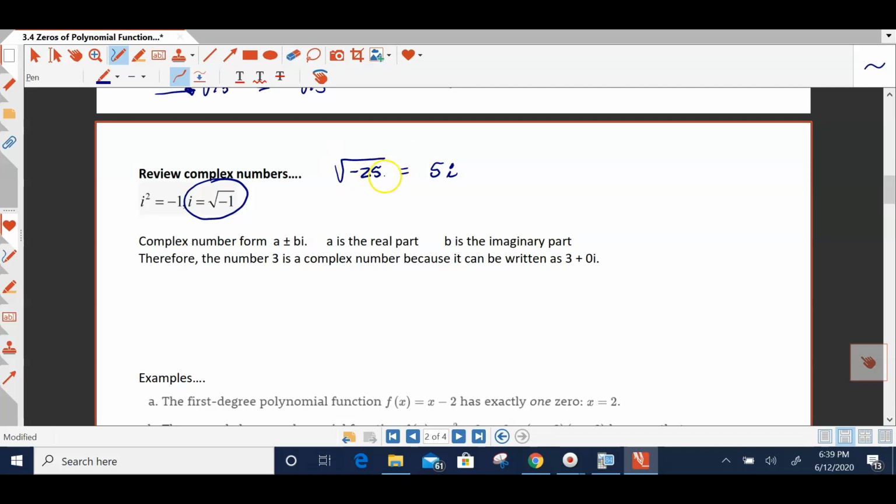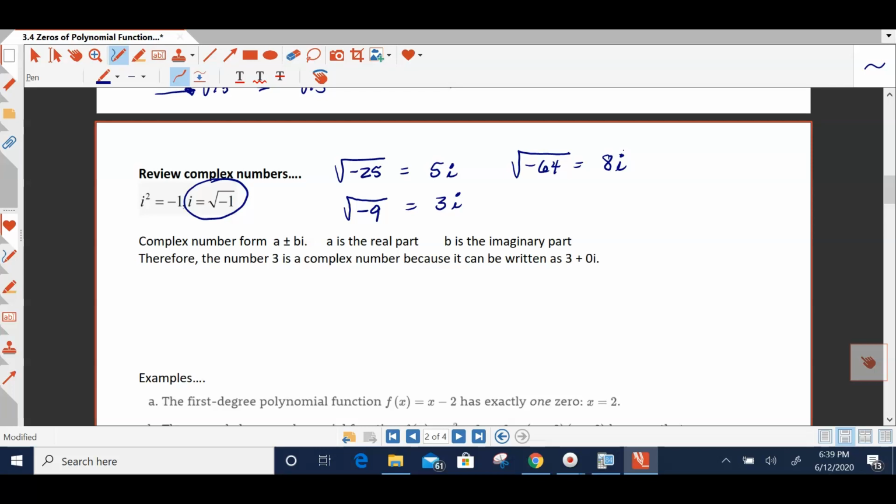Take the square root of 25, which is 5, and that square root of the negative just comes out as an i. So if I had the square root of -9, that means it would be a complex number of 3i. What if I had the square root of -64? What's the square root of 64? 8, but because it was negative, I have to put an i on the end.